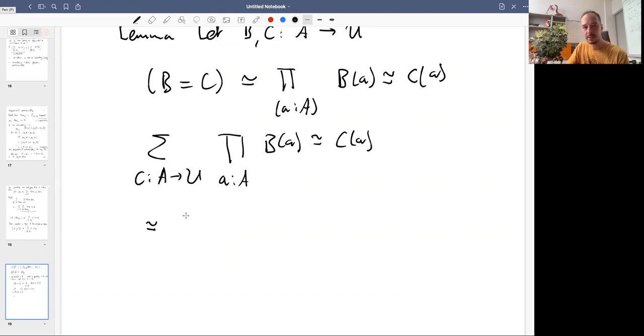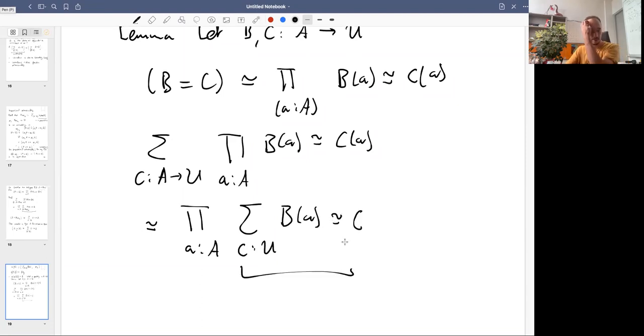What you observe is, by the type theoretic principle of choice, you distribute the pi out of the sigma. Then you get sigma C in U, and now it's B a is equivalent to C. And we notice that this one is contractible. So it's a product of contractible types, therefore it must be contractible. And that's why we have this equivalence.